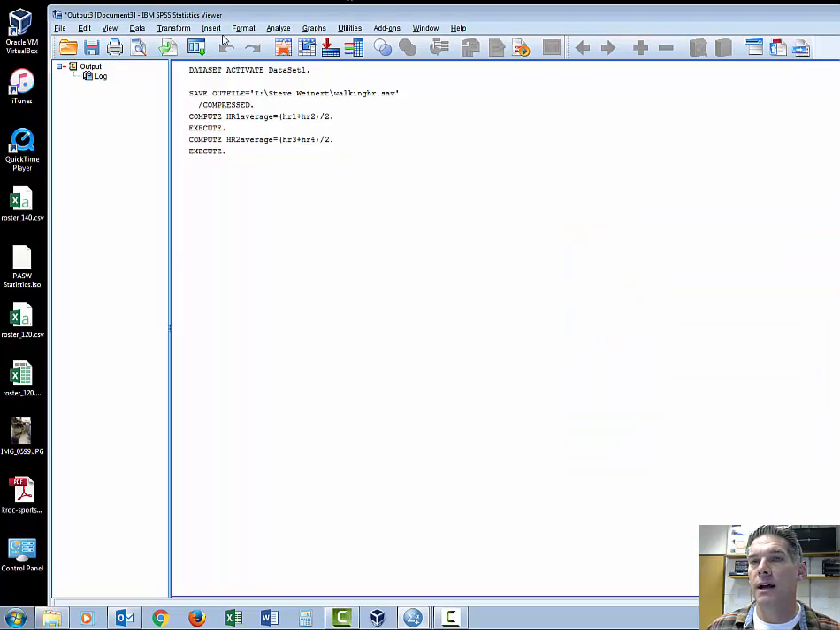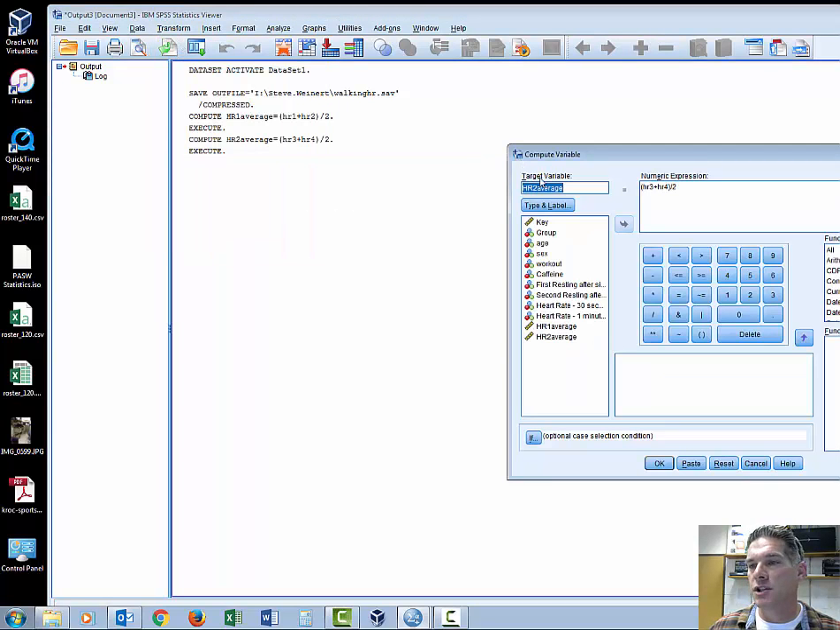Okay, so I did that, and now I'm going to transform, compute change. Heart rate change. So this is going to be heart rate 2, the average for after the walk minus the average for before the walk. So we calculate heart rate change.